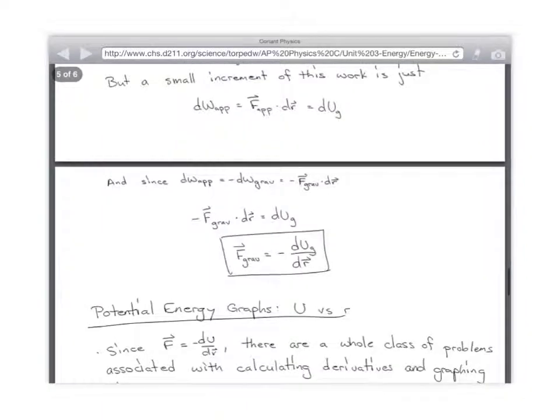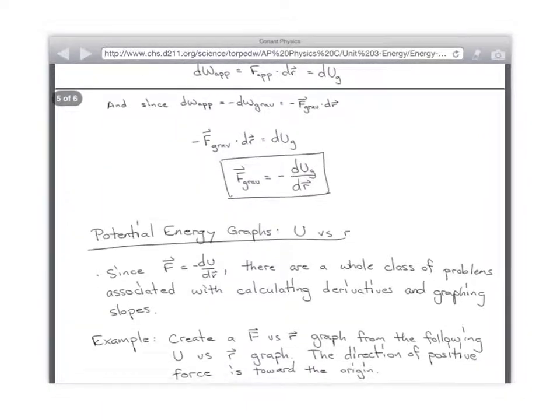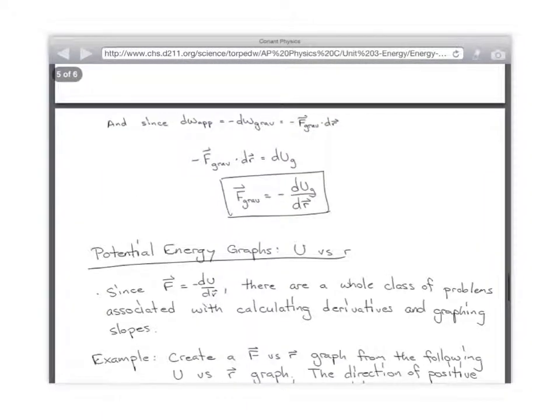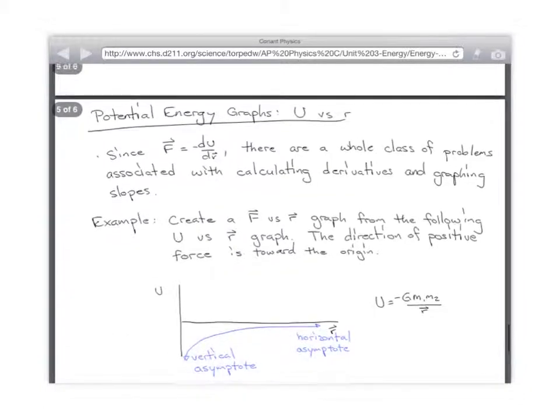All right. Okay. Here's the more important stuff. Potential energy graphs. This is the one that's going to show up on AP multiple choice big time. All right? Every year there's a handful of questions that look like this. Here it goes.